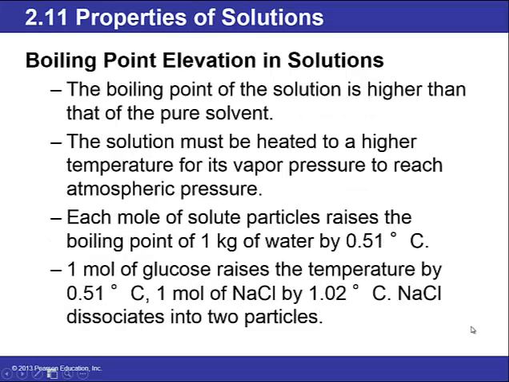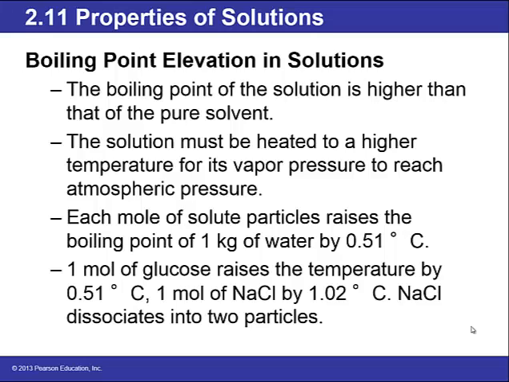So why does the boiling point increase in solutions? It's very similar to the same reason why the vapor pressure goes down. Right? The boiling point of the solution is higher than that of the pure solvent because the solution has to be heated to a higher temperature for its vapor pressure to reach the atmospheric pressure. And that's because the number of particles that are actually in contact at the liquid-gas interface is going to be lower for the solution than for the pure solvent, because the solution has dissolved particles that will also be competing with the solvent for the ability to be at that interface.